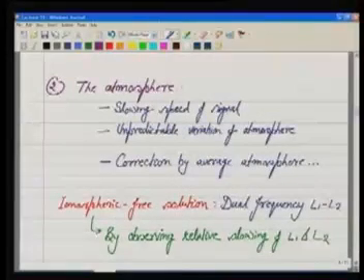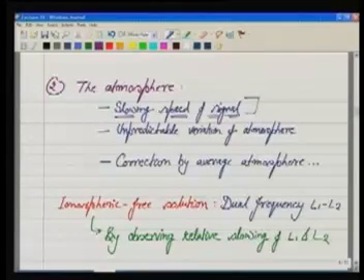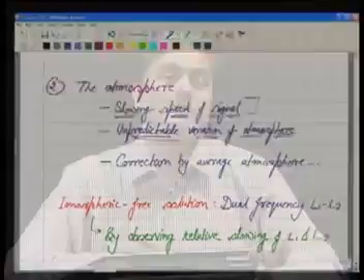Regarding the atmosphere, we discussed, well, there will be slowing of the signal speed, as well as our atmosphere behaves in an unpredictable way. Now, what is the meaning of this? From the satellite, the signal is traveling towards the antenna. In between, the atmosphere is there. Now, in the atmosphere, the speed of signal will alter.